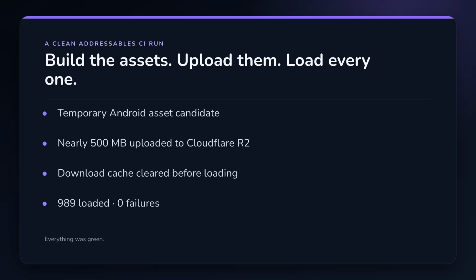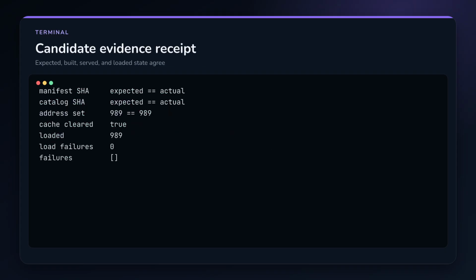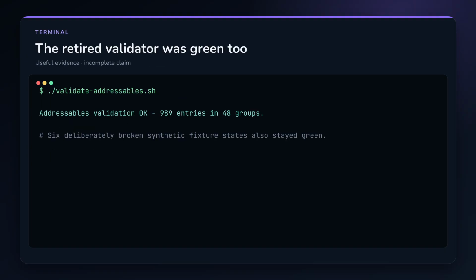This CI run built a temporary Android version of our downloadable game assets and uploaded almost 500 megabytes to Cloudflare R2, the online storage behind those downloads. Then, Unity cleared the cached download files for this test and tried to load every asset on a list we prepared before the build. All 989 of them. All 989 loaded. Every cross-check passed. Green. Our old validator also said green.